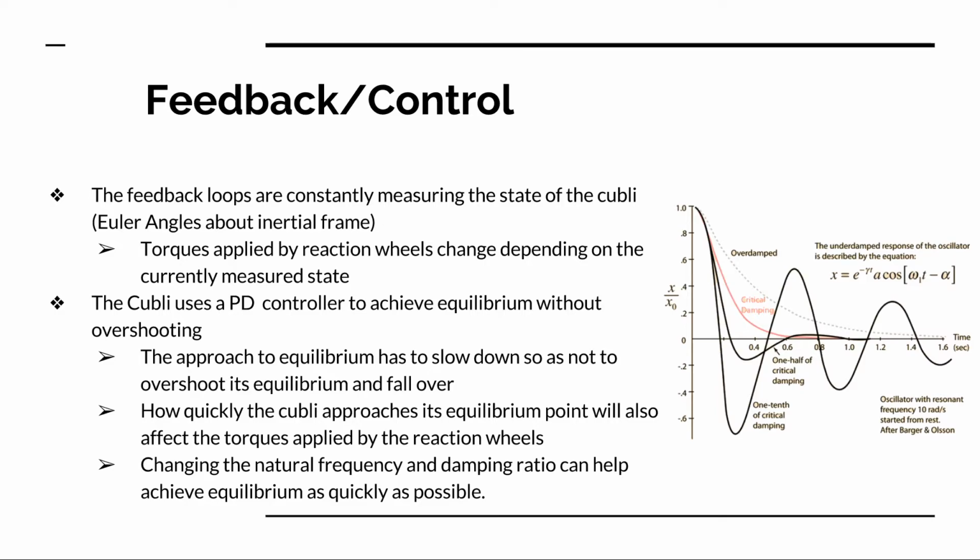Since the Cubli is continuously monitoring its own state, this information is fed through a feedback loop to maintain accurate torque outputs. To maintain this, the Cubli should utilize a PD controller. It should be monitoring how quickly it is approaching the equilibrium position to keep from passing the equilibrium orientation and overshooting.